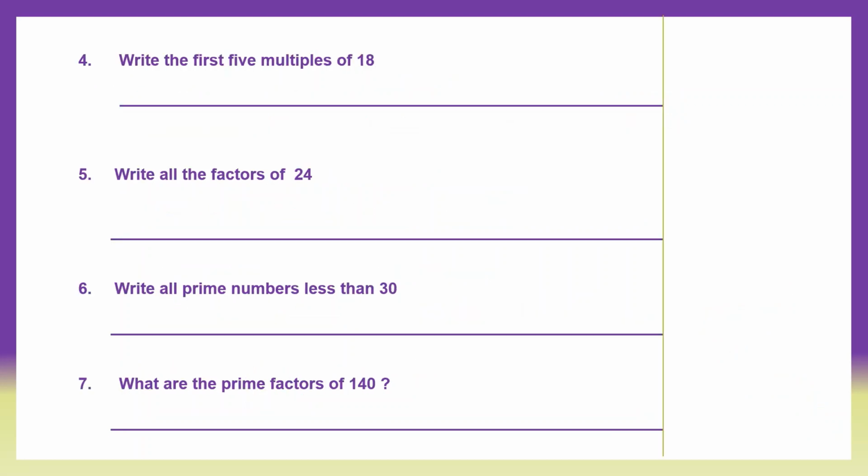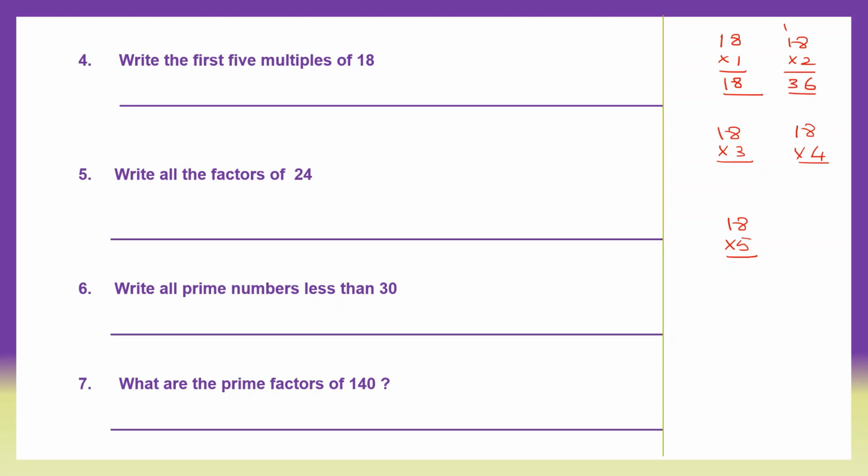Okay. Question 4. Write the first 5 multiples of 18. What are multiples of 18? The answer that you get when you multiply 18 into 1, 18 into 2. So the answer that you get when you multiply the number. Okay. So we have to write the first 5 multiples. So let's multiply and get these answers. So 18 ones are 18. Then 18 twos, 2 8s are 16, carry 1, 2 ones are 2, 3.